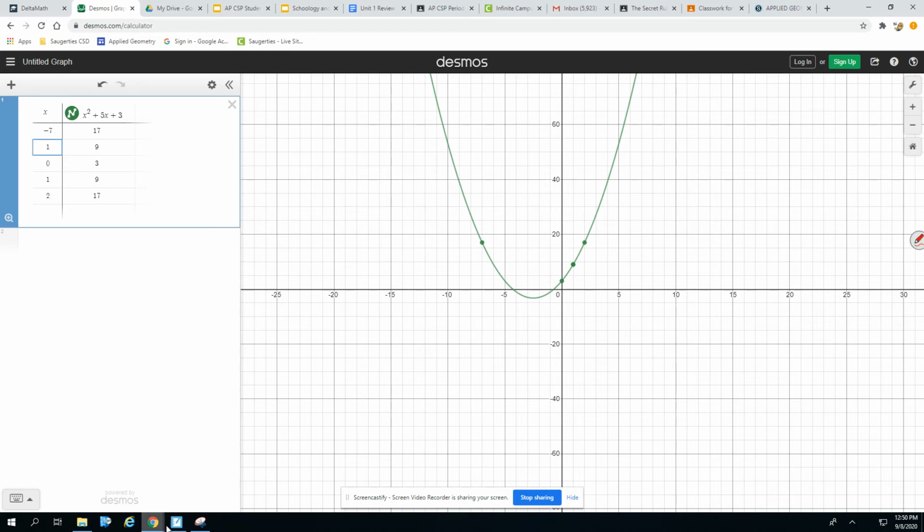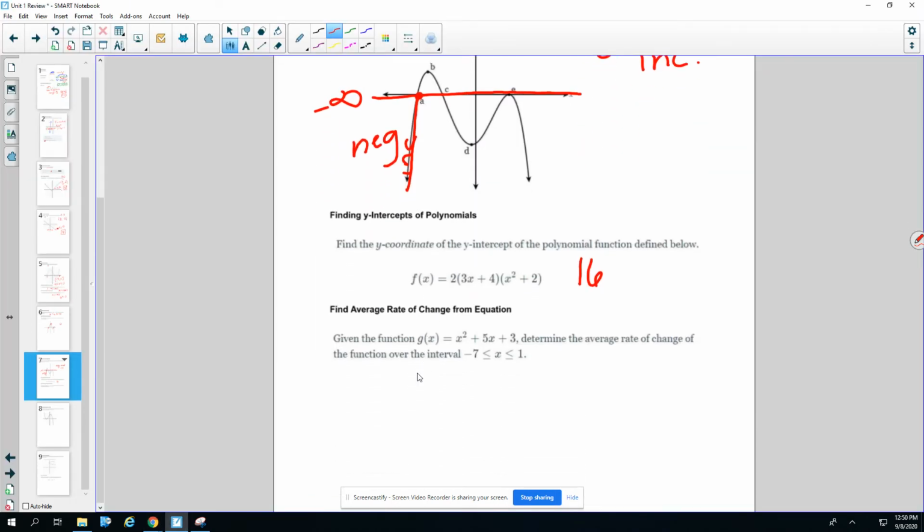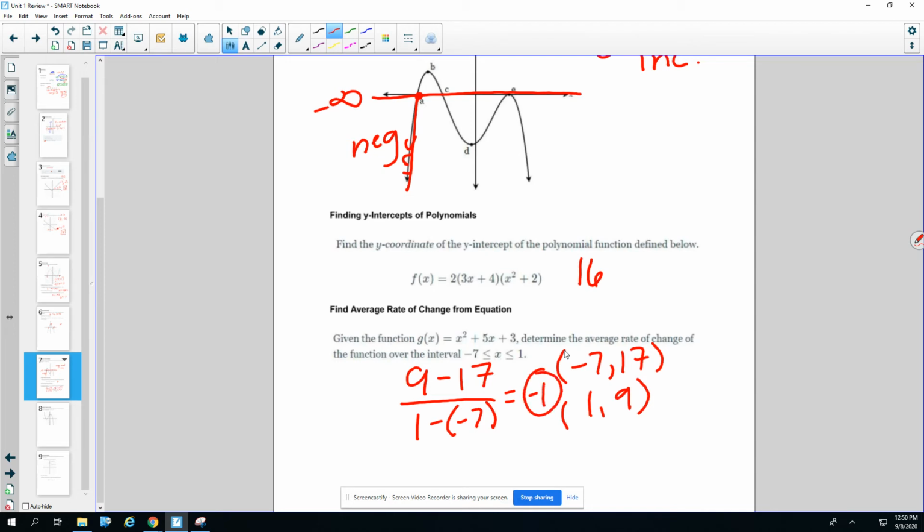So now I'm going to go back to my paper, write down those 2 points, and do my slope formula. So we have -7, 17, and we have 1, 9. So y2 minus y1 over x2 minus x1 is going to give me 8 over -8, or -8 over 8. In this case, I had my numbers switched when I did it. So this does equal -1 as your final answer.